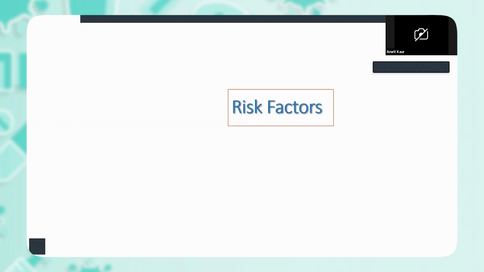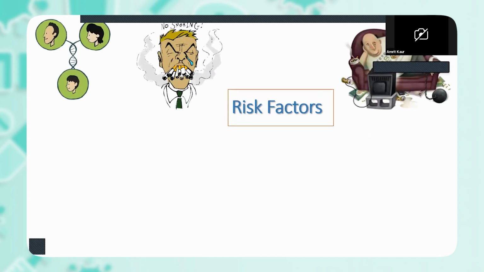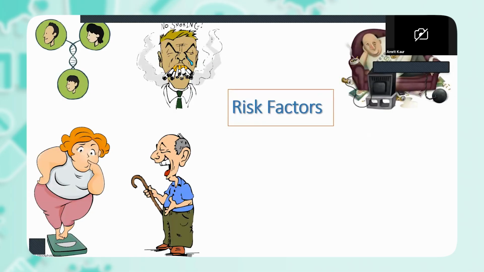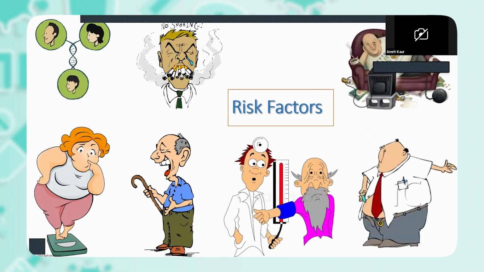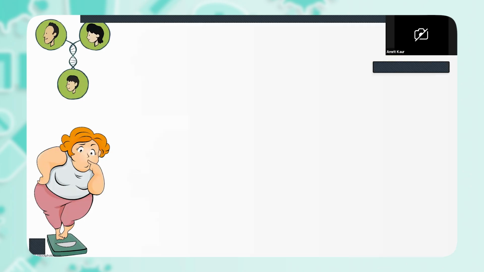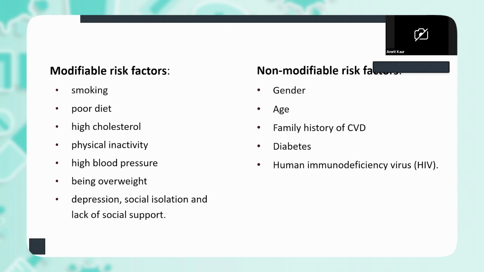Now, your risk factors: we know family history, smoking, obesity, old age, hypertension, diabetes, these all are the risk factors. The non-modifiable risk factors are gender, more common in men, age, family history, and HIV. All the modifiable ones, I think we all know about.